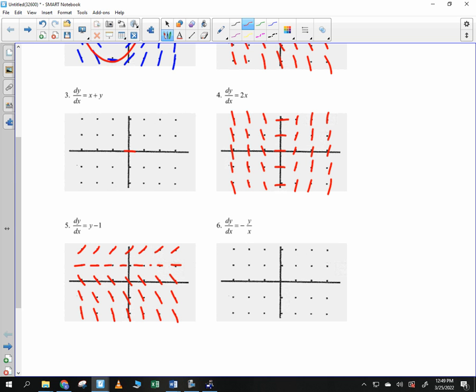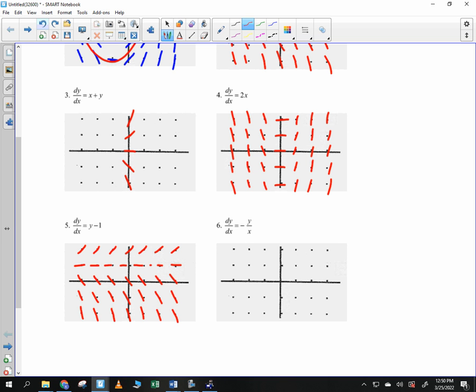0, 1, 1, 2. The point here is 0, -1. So if I add those together, I get -1. Add these together, I get -2. Now, you could try to look for some generalities here, but you might be best to just pick a line and continue to go.